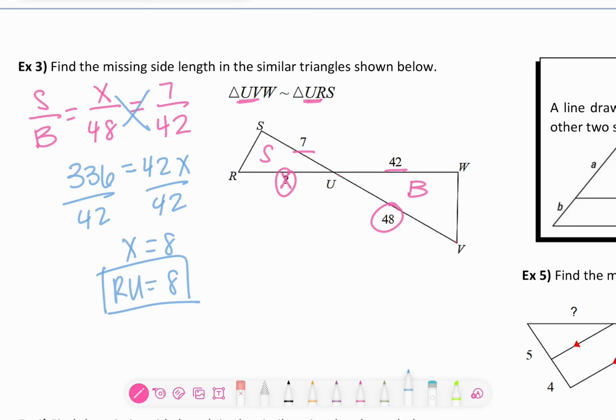All right, I would try example 4 before watching the video, and then you can always pause it while you try it, and then play the video to check and make sure you got the right answer.